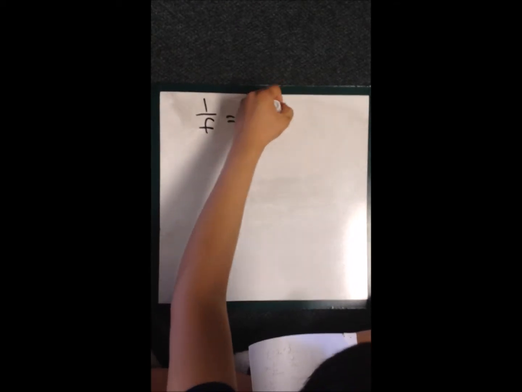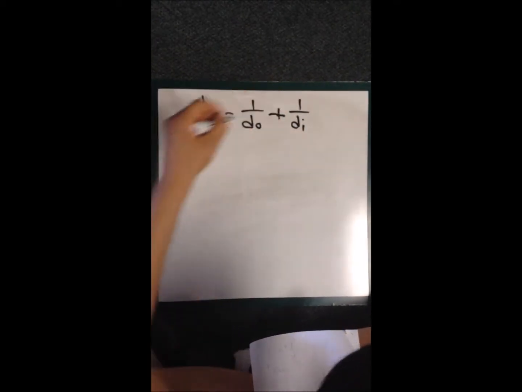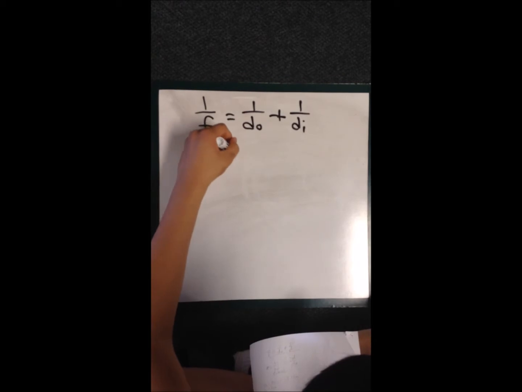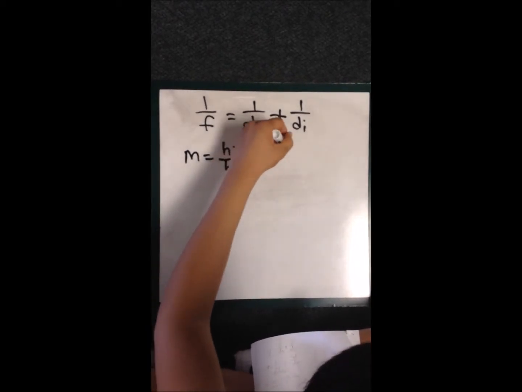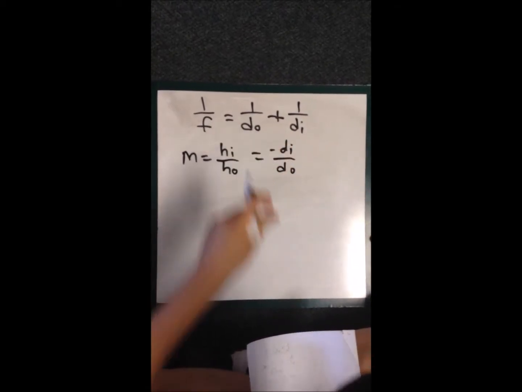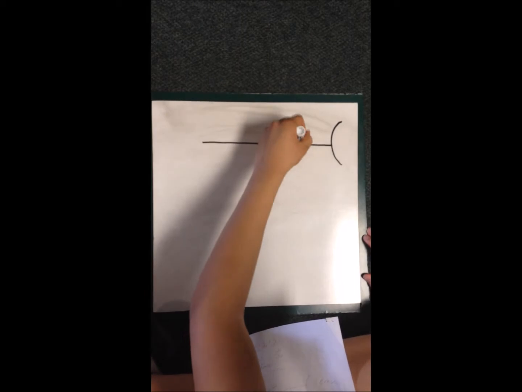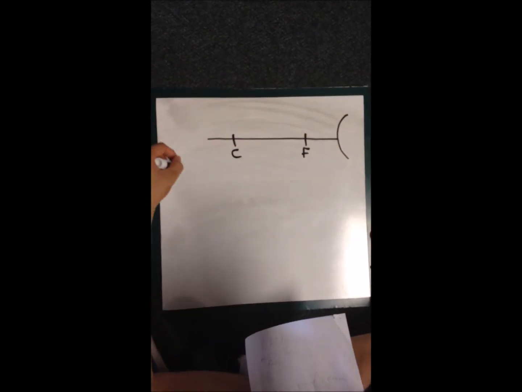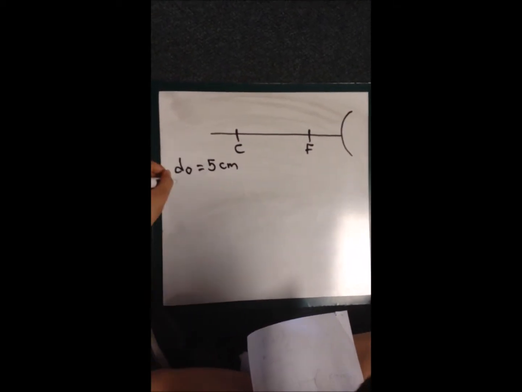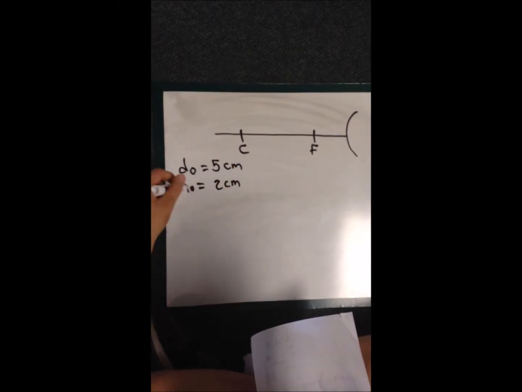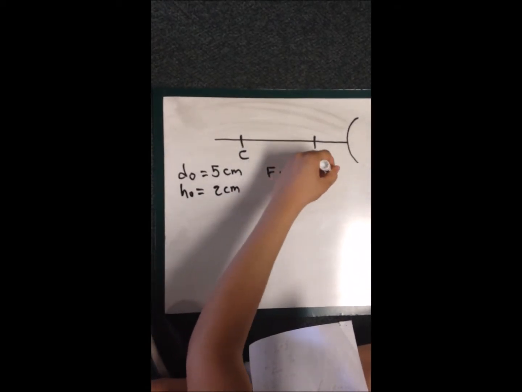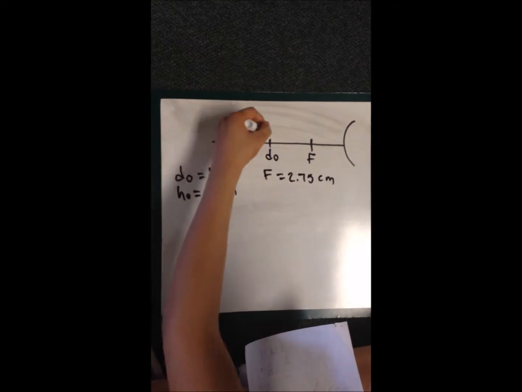Now we will solve a sample problem on how to find the height and distance of an image formed by a lens. We will be using the equation 1 over f equals 1 over do plus 1 over di, and m equals hi over ho equals negative di over do. Given the sample problem, an object is placed 5 centimeters in front of a convex lens that has a focal length of 2.75 centimeters. The height of the object is 2 centimeters.